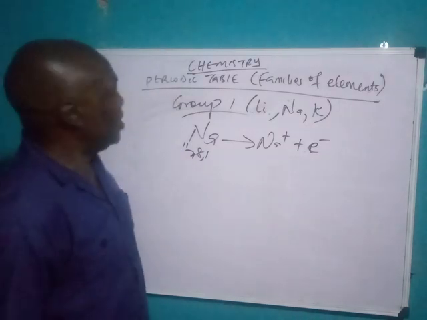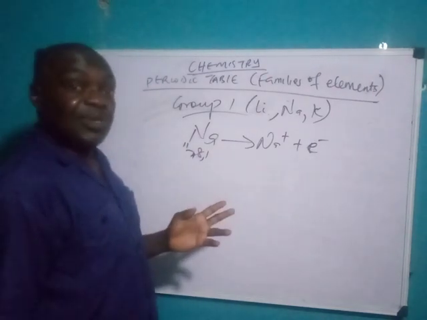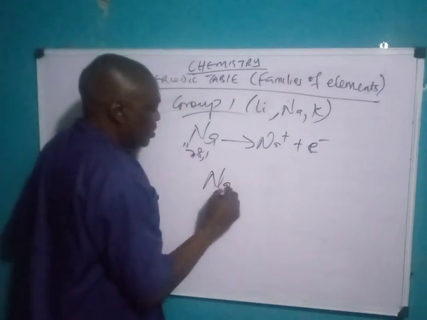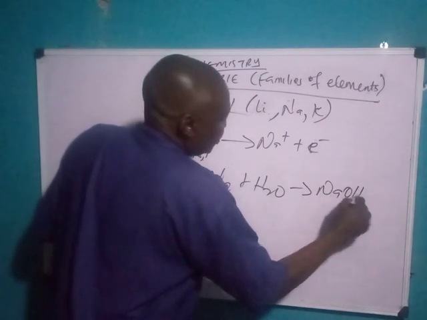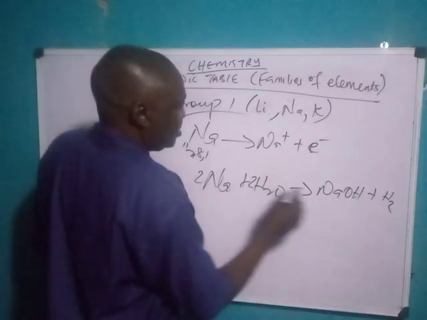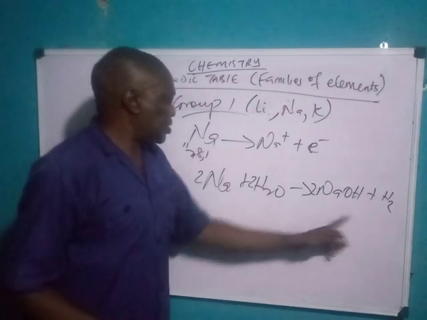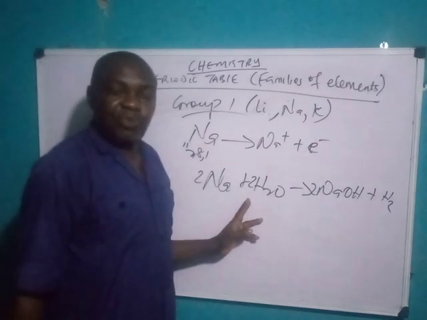Again, remember we said they dissolve in water to form alkaline solution. For example, sodium plus H2O gives NaOH plus H2. Balanced, it is 2Na plus 2H2O gives 2NaOH plus H2. They liberate hydrogen gas. So these are group 1 elements.